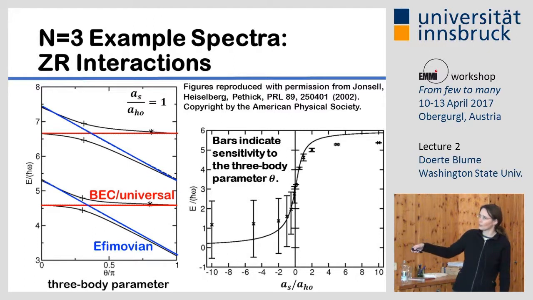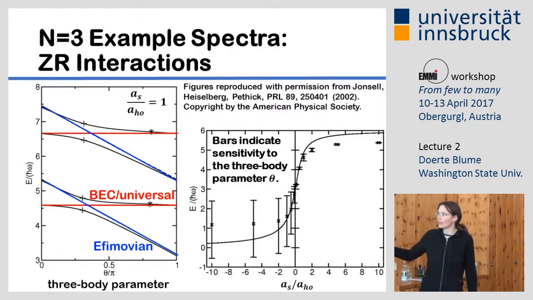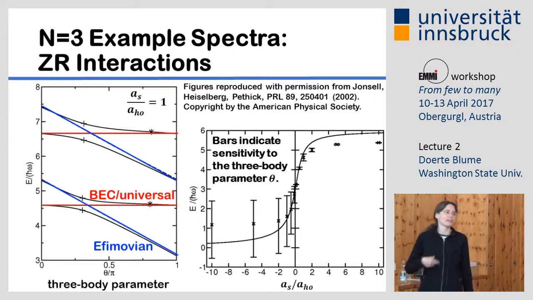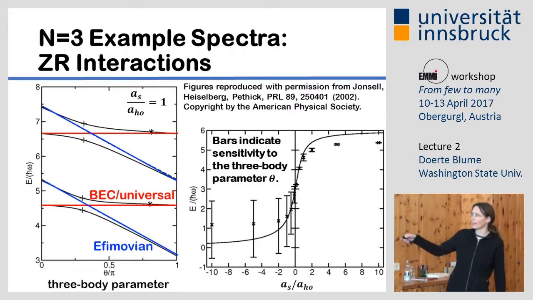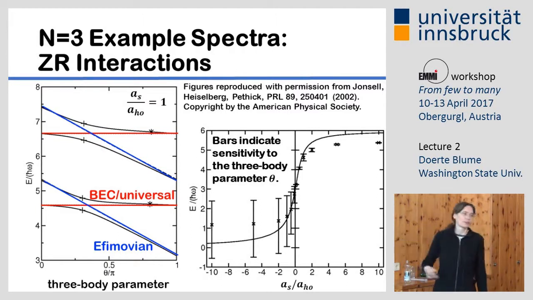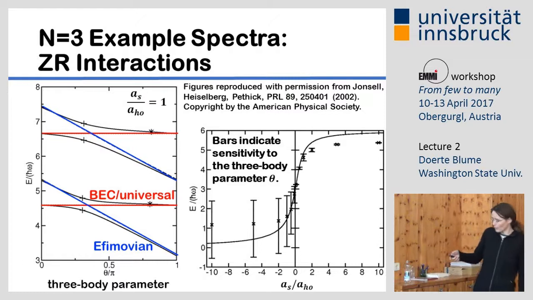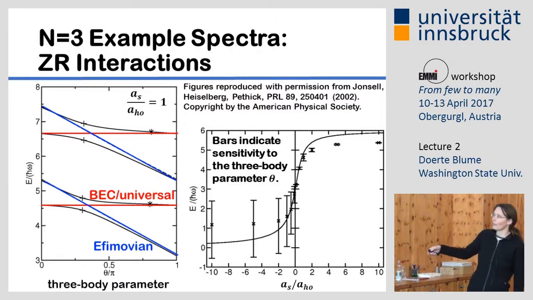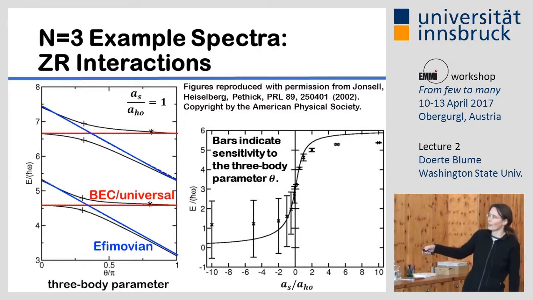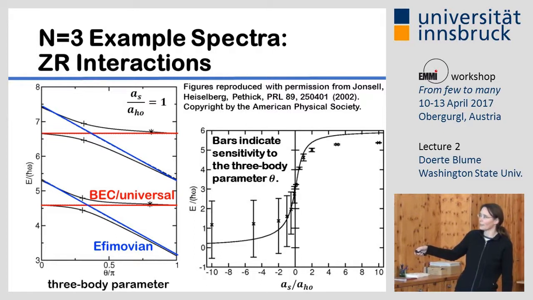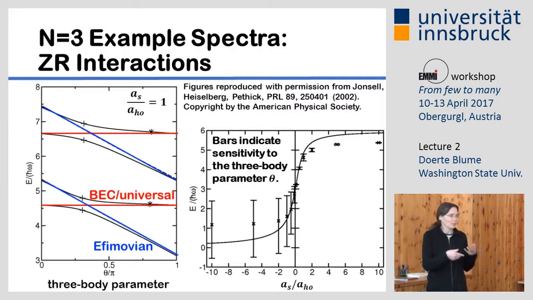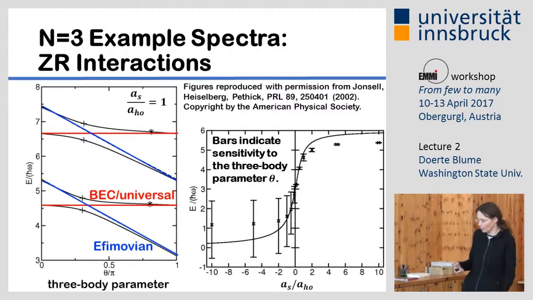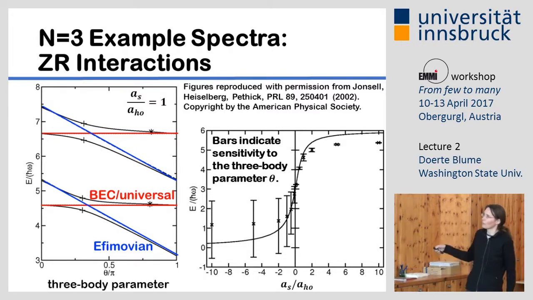In reality, these states are actually not quite straight. This is more of a cartoon, but there's actually a coupling between the hyperradial and hyperangular degrees of freedom if we have finite scattering lengths, and that leads to these avoided crossings here. But roughly, we can say we have a region where a state has mostly Efimovian character, and we have a region where states have mostly universal or BEC character or three-atom character, whatever language you prefer.